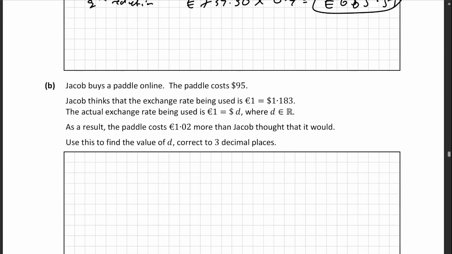Jacob has a paddle online. The paddle costs $95, and the exchange rate is that. The actual exchange rate is that. As a result, the paddle costs €1.02 more than Jacob thought it would. Okay, this is a funny one.